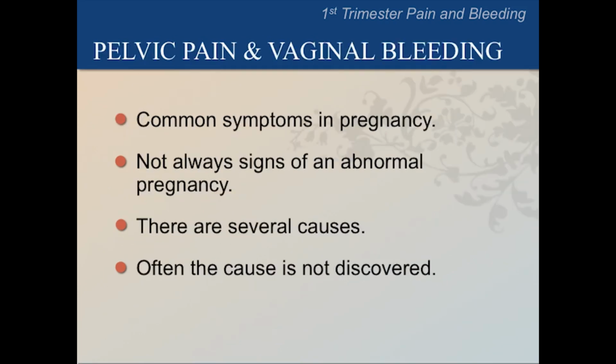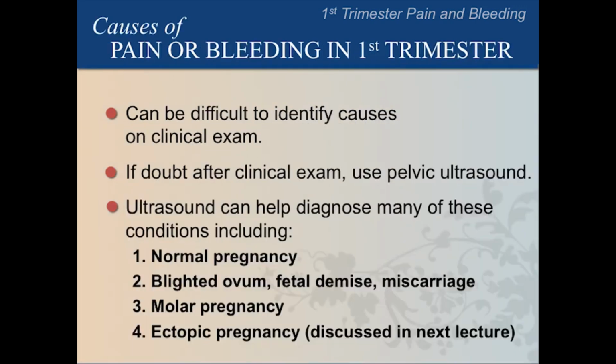Pelvic pain and vaginal bleeding are common symptoms in early pregnancy, but they don't always mean the pregnancy is abnormal. There are several causes, but the cause may not be discovered. It can be difficult to determine the cause of pain or bleeding by only physical examination. There can be many causes, and pelvic ultrasound can be very useful in diagnosing some conditions.